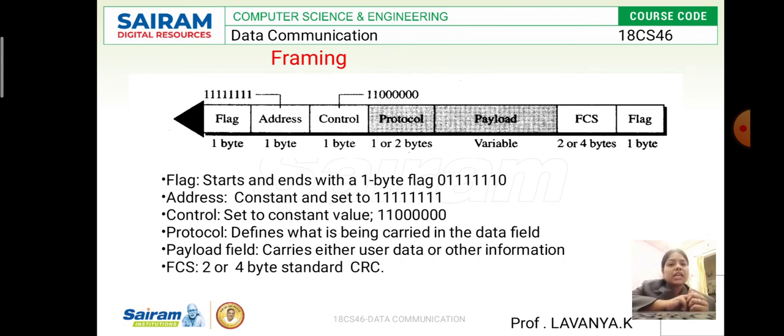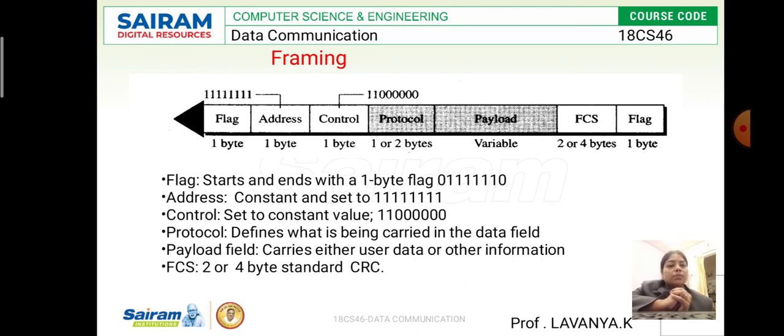And the next one is control. The control also has 1 byte of information. The control field we are going to use for a constant value, like error control or flow control. These error control or flow control use the concept of a constant value. Means they are fixing the values for that particular transaction.